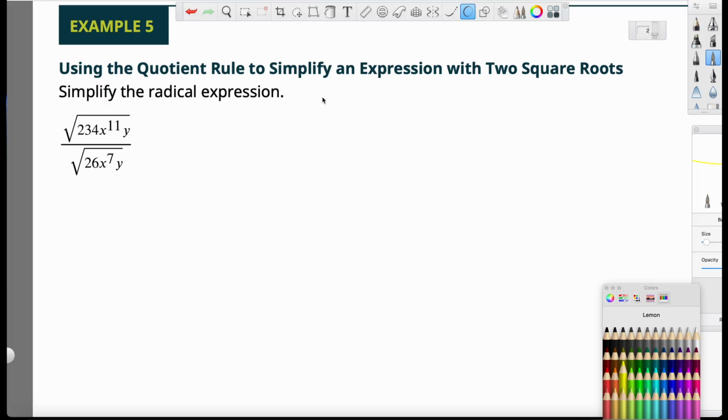Okay, so example 5. Our radicands here are a little more interesting. Use the quotient rule to simplify an expression with 2 square roots. Okay, so we have 2 square roots. Maybe we could try to pull out perfect squares here. They're inside here for the x for sure, right? And down here. And maybe 234, we can look at factoring that. But the idea for this one is, hey, let's just put it all under one big square root. And then let's simplify from there.